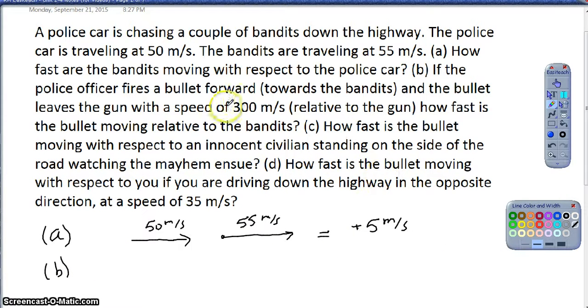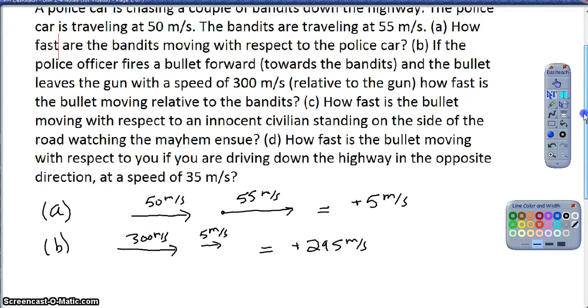If the police officers fire a bullet towards the bandit and the bullet leaves the gun with a 300 meter per second velocity, how fast is the bullet leaving with respect to the bandits? Well, we already knew that the bandits were going 5 meters per second faster than the police car, but now the bullet's being fired at 300 meters per second, right? So the bullet is actually moving 295 meters per second towards the bandits. So how fast is the bullet moving relative to the bandits? Again, it's moving positive 295 meters per second towards the bandits.